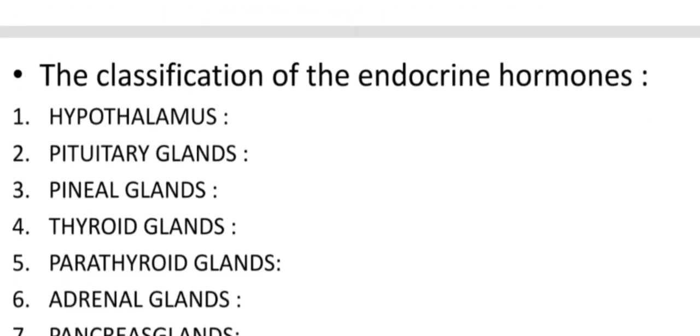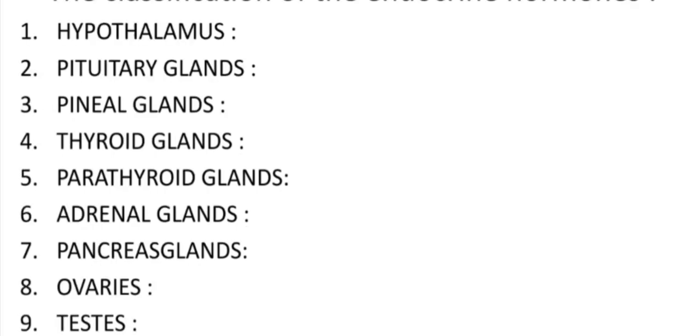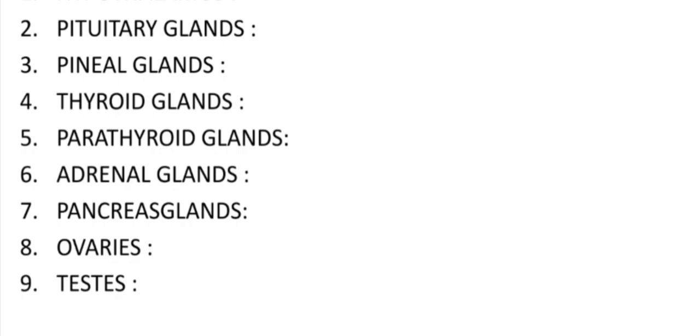And here is the classification of endocrine glands, nothing but the ductless glands, which take a long time to show their action. Examples are the hypothalamus, pituitary, pineal, thyroid, parathyroid, adrenal glands, pancreatic gland, and ovaries and testes. So these are the glands under the endocrine system.